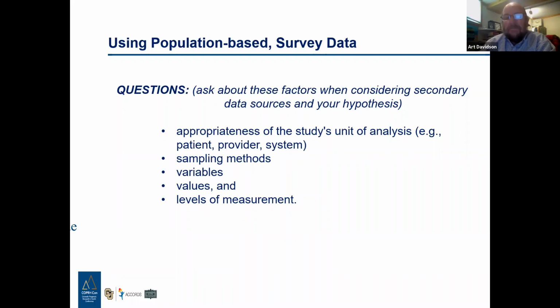Think about the sampling methods. Were they population-based? How do they assure that they were getting the right number of individuals from a variety of subpopulations to be represented? Are the variables consistent with your goals? Are the values of those variables stored in a way that you're able to use them? And is the level of measurement appropriate to your question of interest?